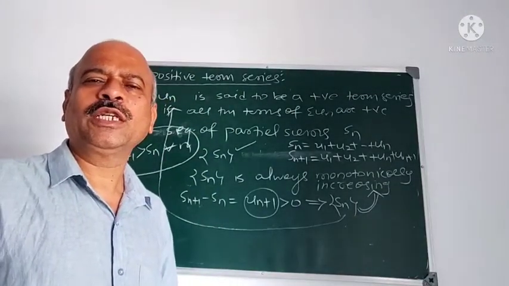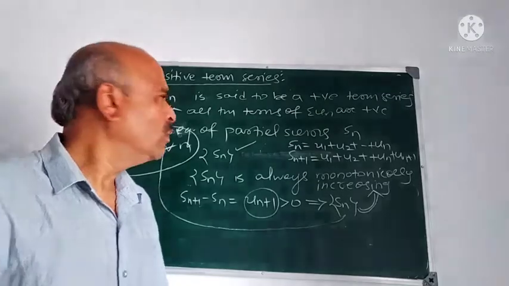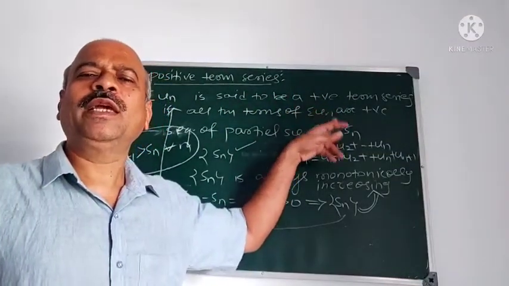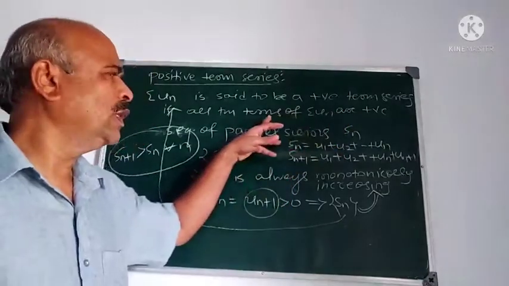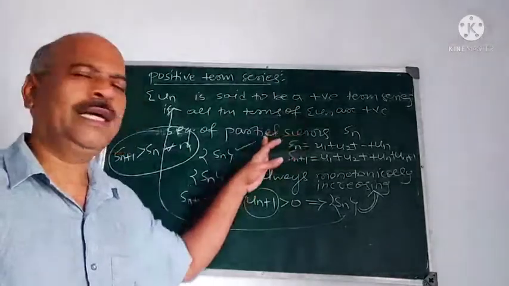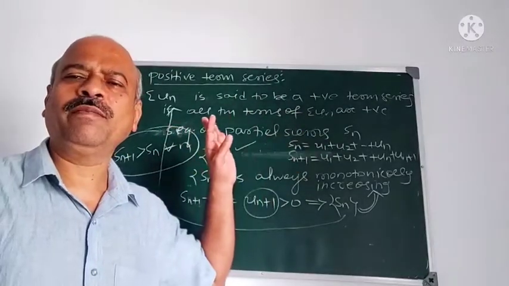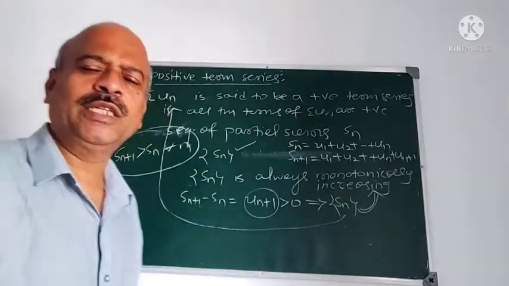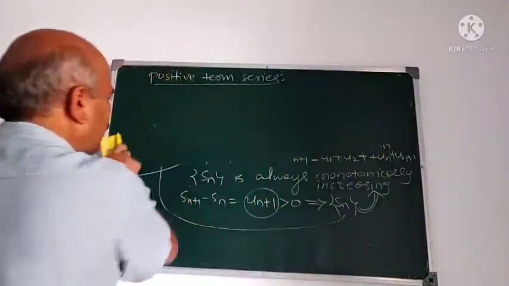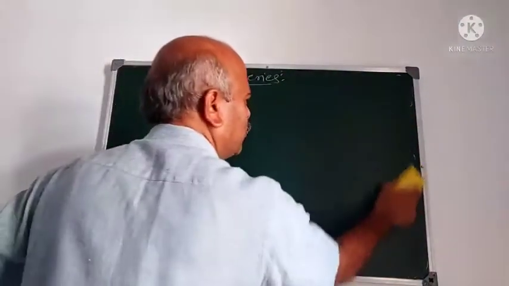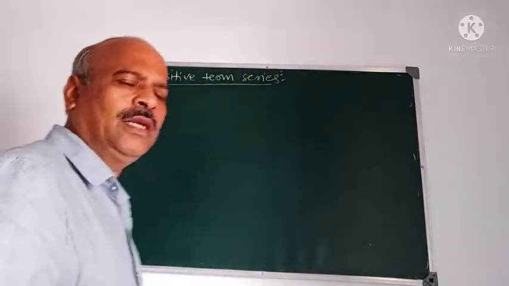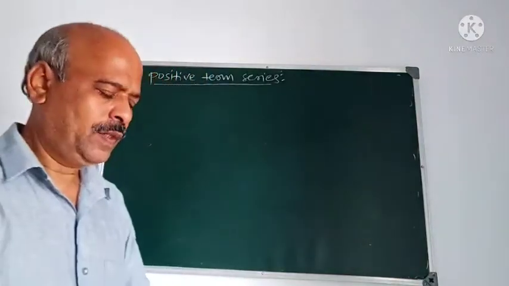So, the first thing is, I think it is clear to you now. What is that? If sigma un is a positive term series, then there are only two chances. Either it converges or it diverges to plus infinity. A positive term series therefore either converges or diverges to plus infinity. That is the first thing all of you should understand.